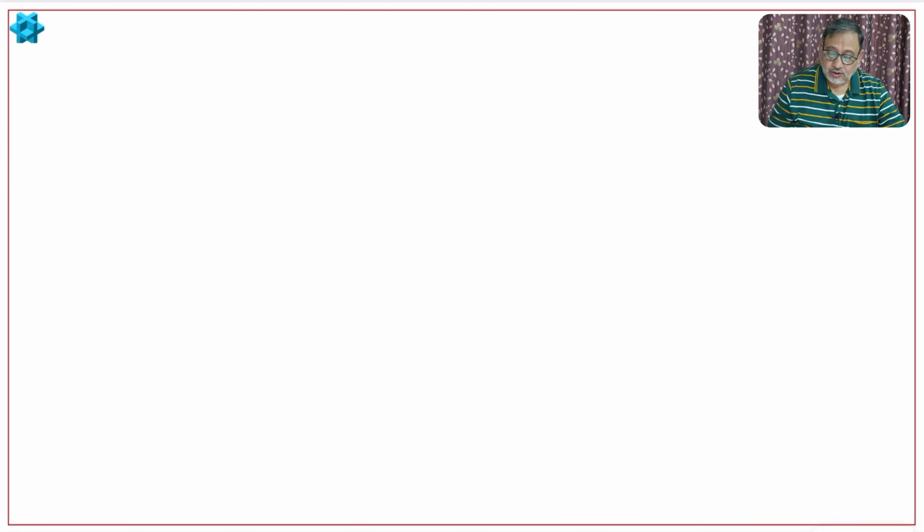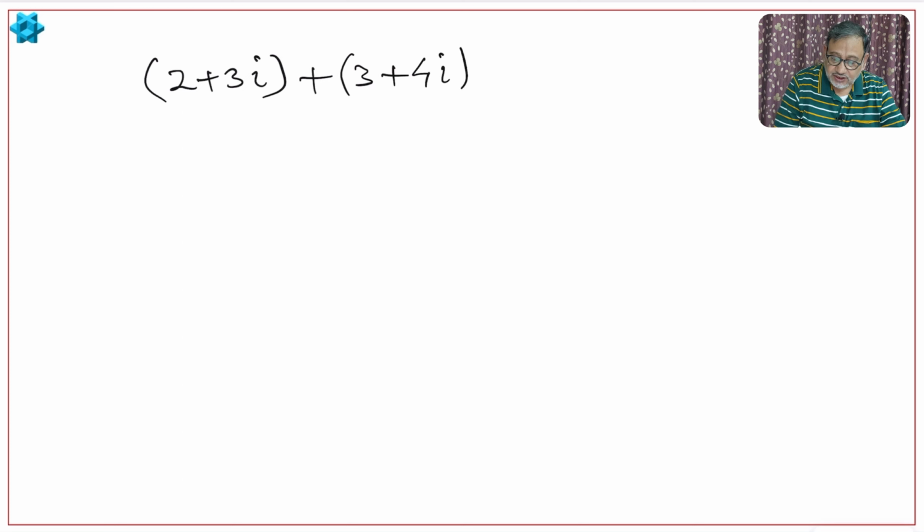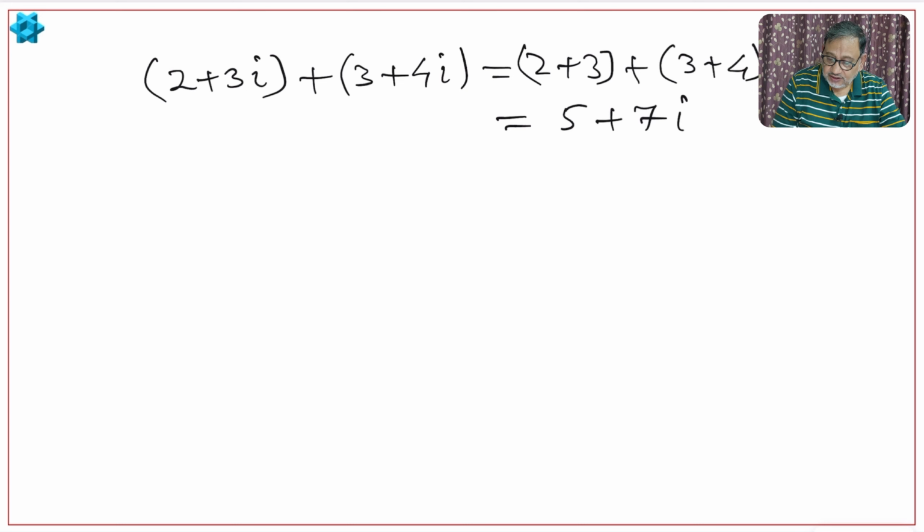From this you can understand that if you have 2 plus 3i and 3 plus 4i, then we can add them like this. The real parts will be added together plus the imaginary parts will be added together. 2 and 3 is 5, plus 4 plus 3 is 7i. This will be their addition. In the same way you can subtract, and in the same way you can divide also. If you have to subtract, there will be a minus sign here, and here, and here.